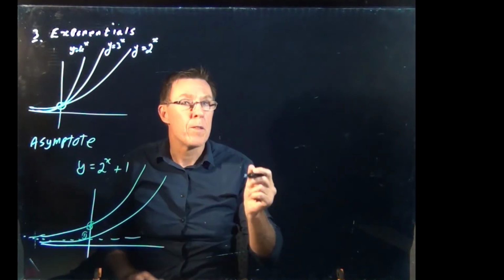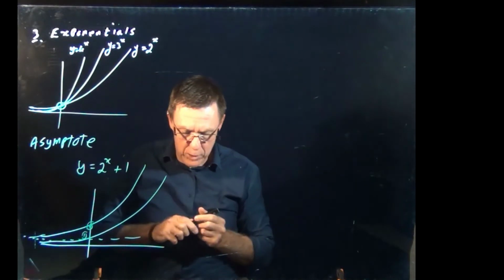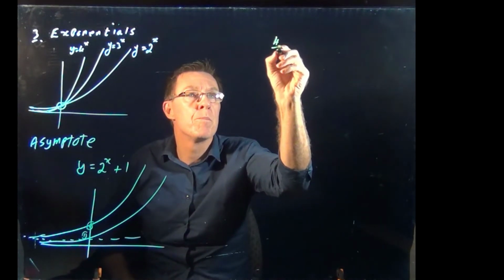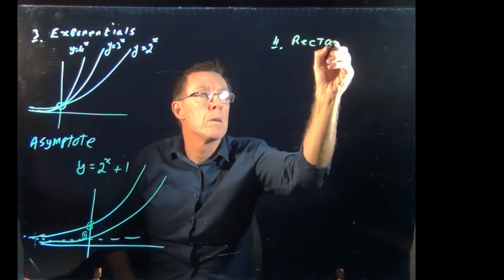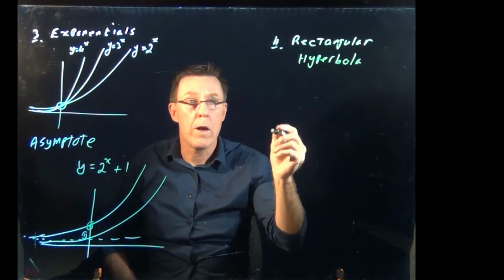And of course, you're now able to work out what that particular point on the y-axis is as well. And then finally, the last type of nonlinear graph that we're going to be looking at is these ones called rectangular hyperbola. They're your 1 over x graphs.